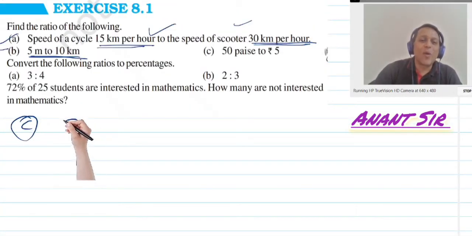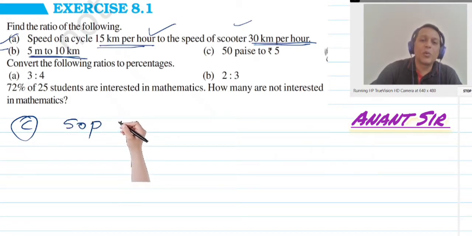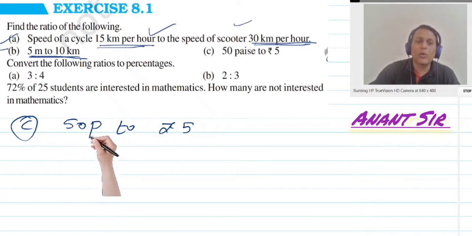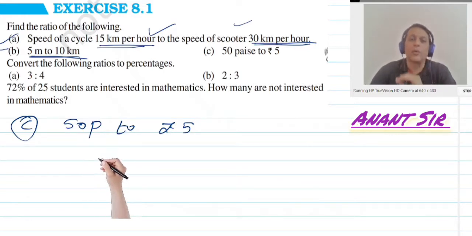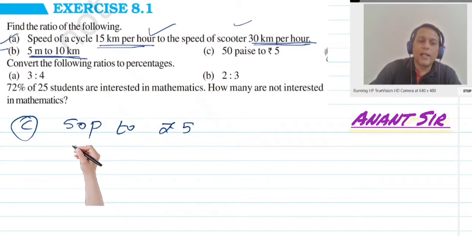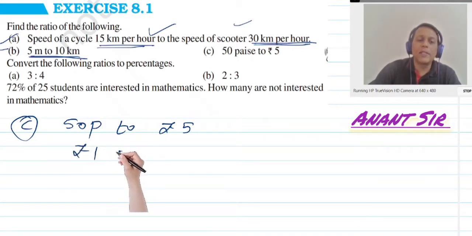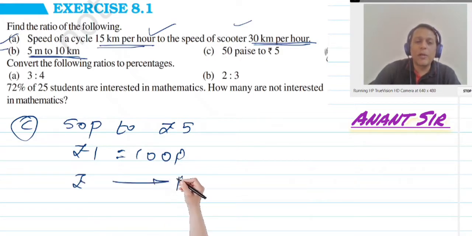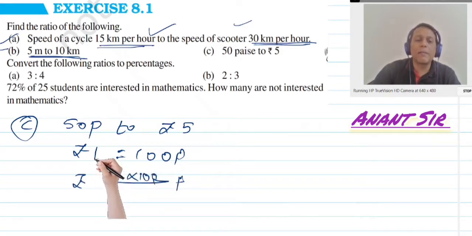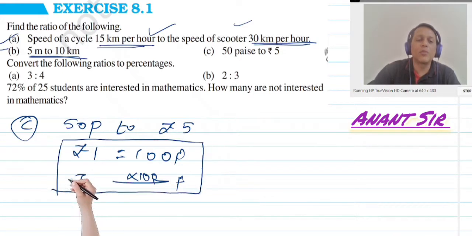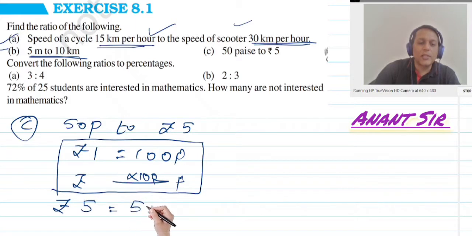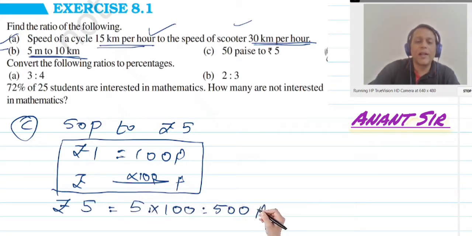Number C. Now 50 paise to 5 rupees. Okay. Again, as I told you, convert into smaller units. So you know that in 1 rupee you have 100 paise, right? 1 rupee is 100 paise. So simple, to convert rupee to paise, you have to multiply by 100 only. Simple. So I will be converting this 5 rupees to paise. So it will be 5 multiplied by 100. So my answer is 500 paise.